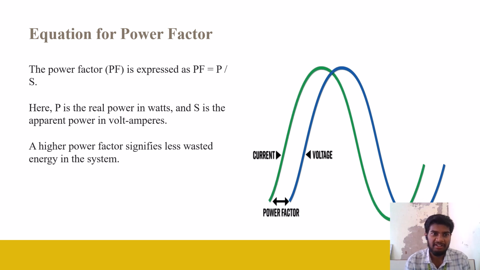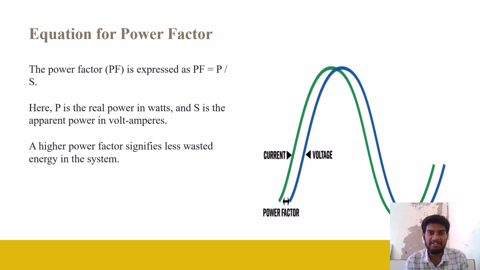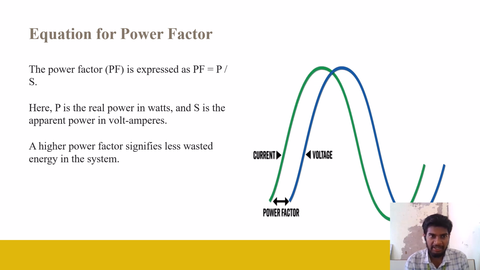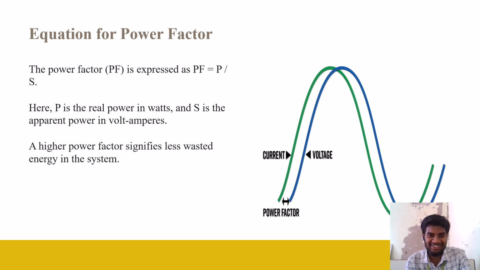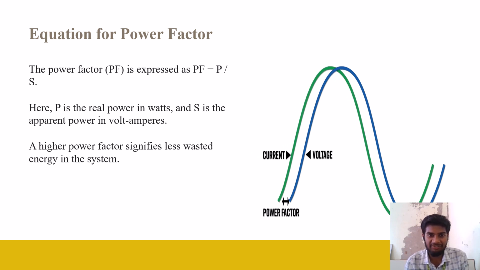equation of power factor. The power factor is expressed in the form of P by S. P is nothing but real power and S is nothing but apparent power. P can be called real power in watts and S can be called apparent power in volt amperes. A higher power factor signifies less wasted energy in the system.